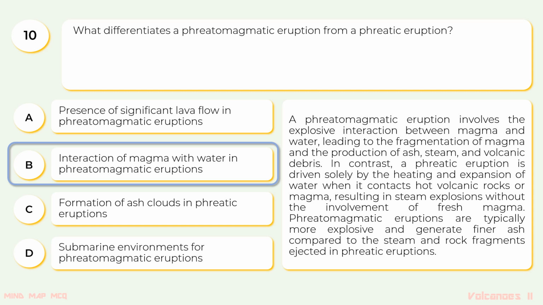A phreatomagmatic eruption involves the explosive interaction between magma and water, leading to the fragmentation of magma and the production of ash, steam, and volcanic debris. In contrast, a phreatic eruption is driven by heat and expansion of water when it contacts hot volcanic rocks or magma, resulting in steam explosion without the involvement of fresh magma. Phreatomagmatic eruptions are typically more explosive and generate finer ash compared to the steam and rock fragments ejected in phreatic eruptions.